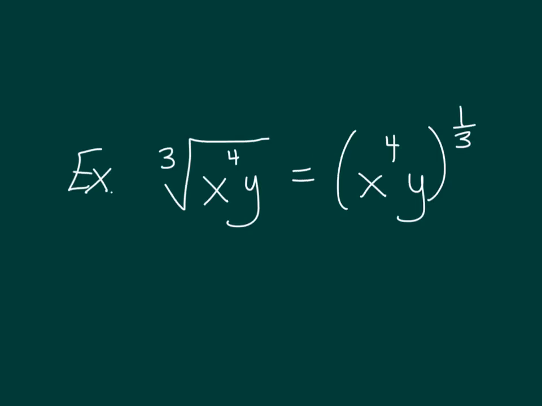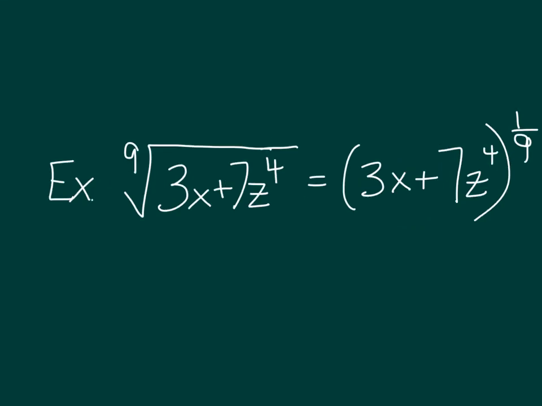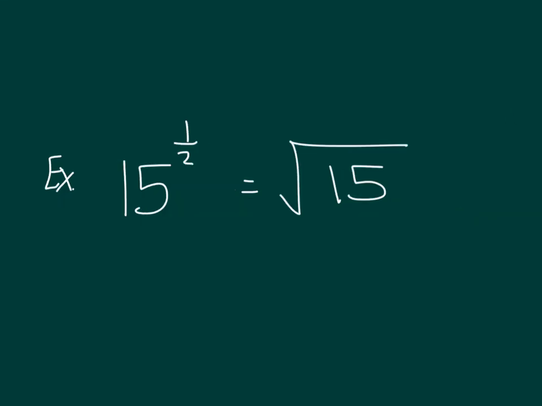A little more involved to this problem. You have the third root or the cube root of x to the 4th times y is equal to, keep in parentheses, that x to the 4th times y raised to the 1/3 power. Getting even more complex. We have the 9th root of 3x plus 7z to the 4th power is equal to 3x plus 7z to the 4th power, all raised to the power of 1 over 9. A little more on the simplistic, we have 15 to the 1/2 is otherwise known as the square root of 15.